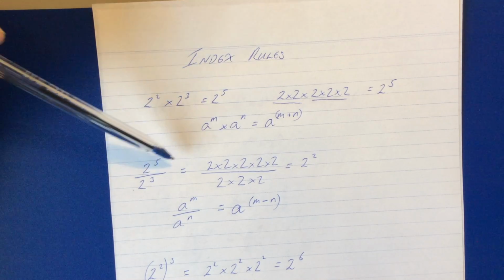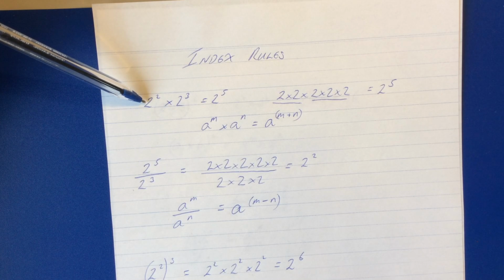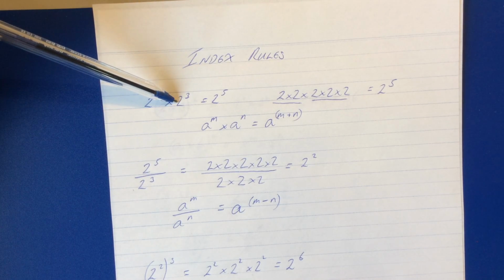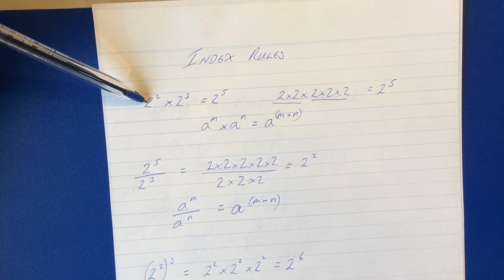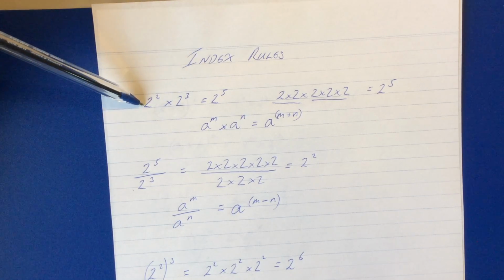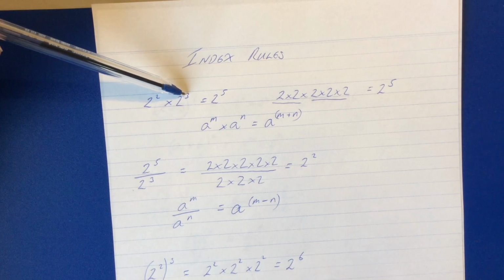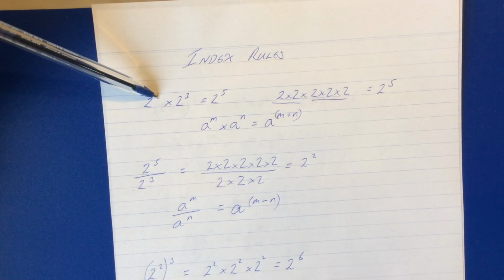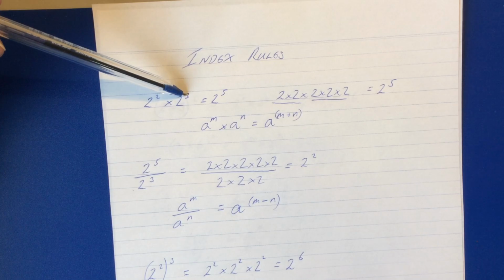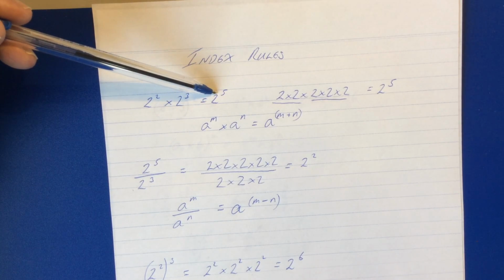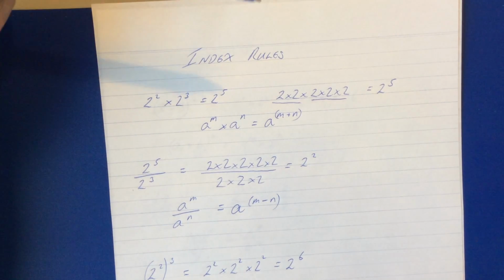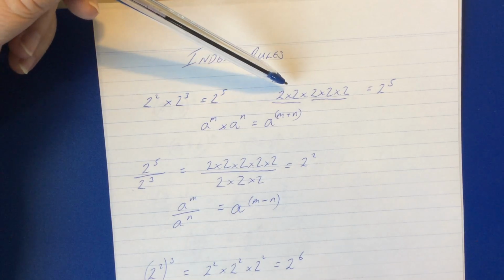Now, this rule says that if this number and this number here, which are called bases, are the same, when you multiply, all you have to do is add these numbers. So 2 to the power of 2 times 2 to the power of 3 is equal to 2 to the power of 5. Now, here's a little example of how that works.